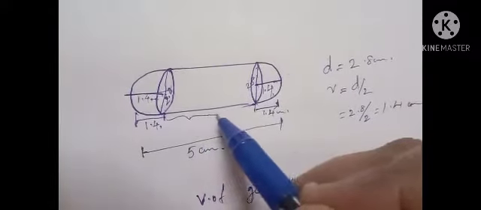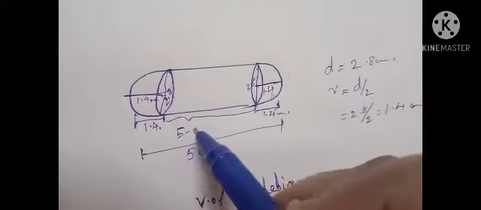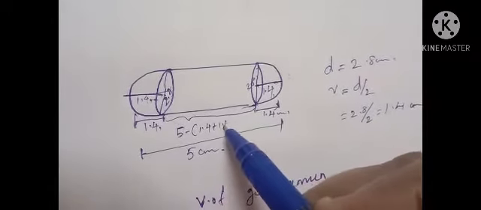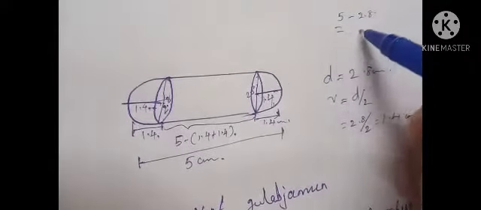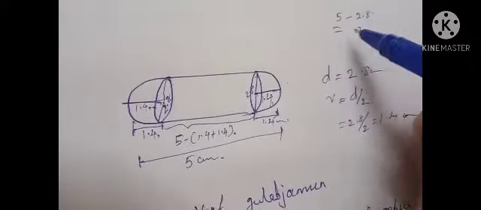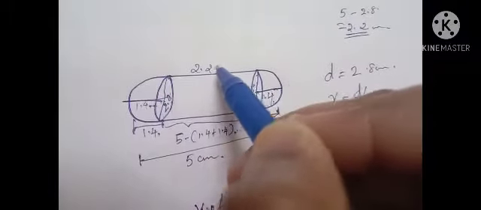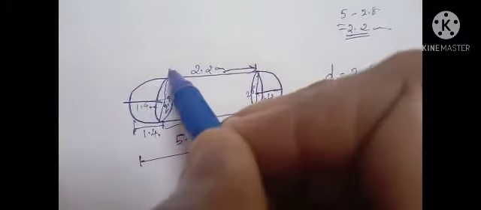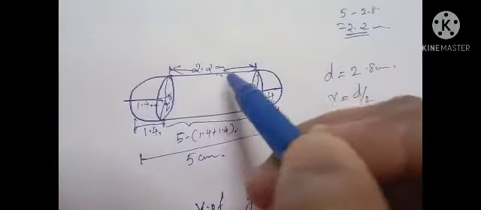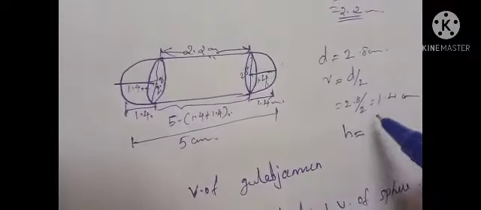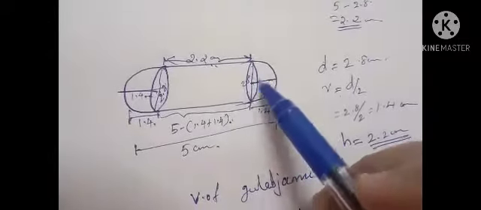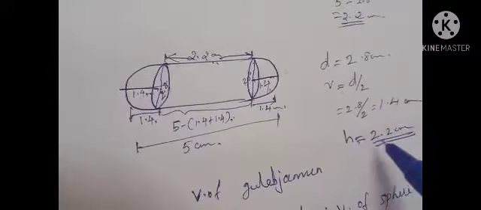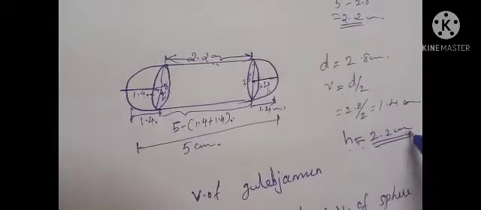So what is the height of the cylinder itself? That is 5 minus 1.4 plus 1.4, that means 5 minus 2.8 equal 2.2. So the height of this cylinder is 2.2 centimeter. Okay, the height of the cylinder we got as 2.2 centimeter. The radius and diameter are common for the sphere and the cylinder. The height of the cylinder we can take as h equal 2.2 centimeter.